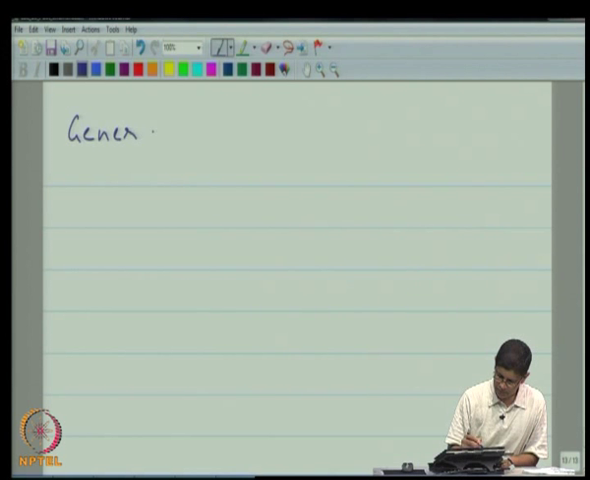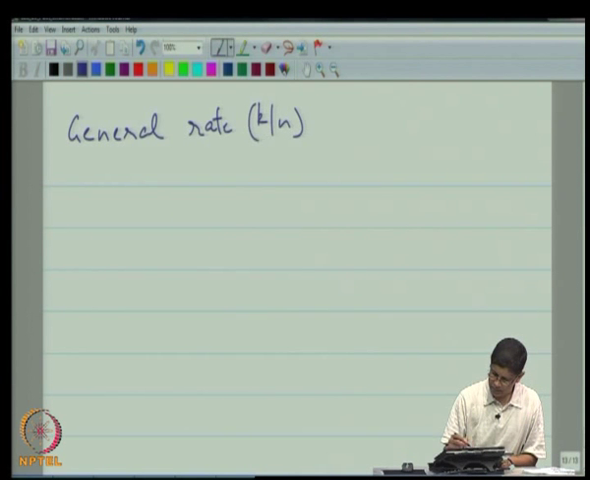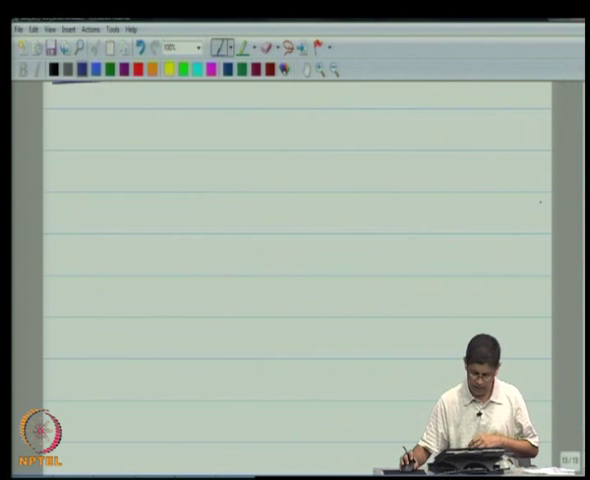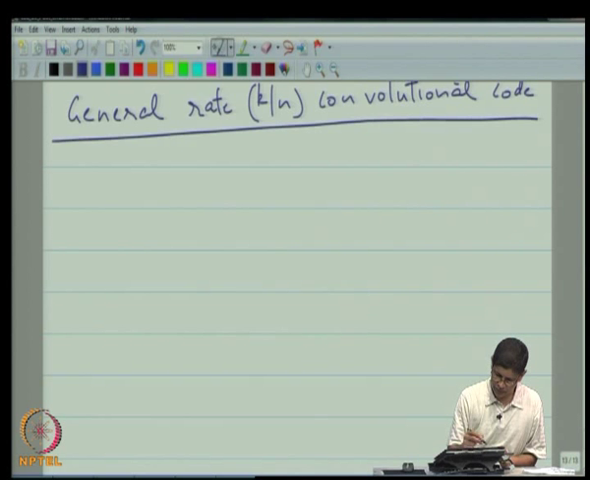A general rate k by n convolutional code. And again we will begin this with an example.